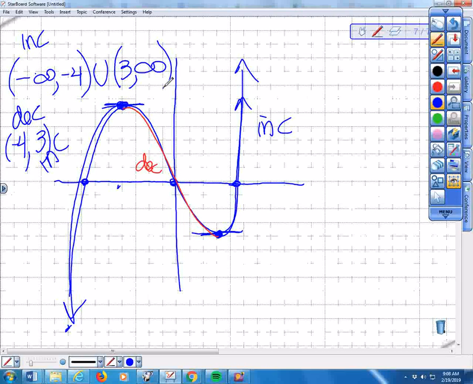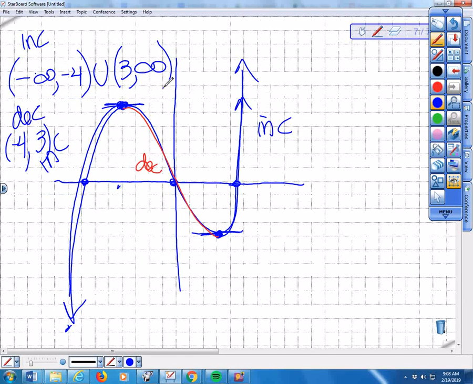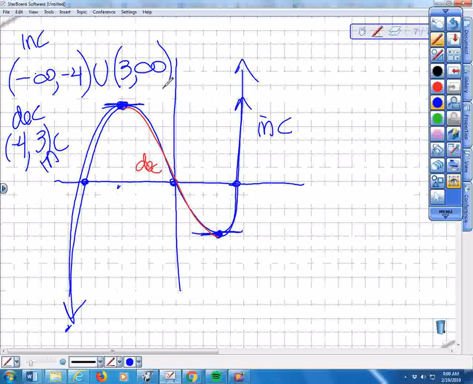Let me find where's my Algebra 2 book go?